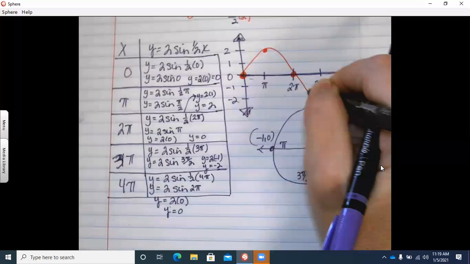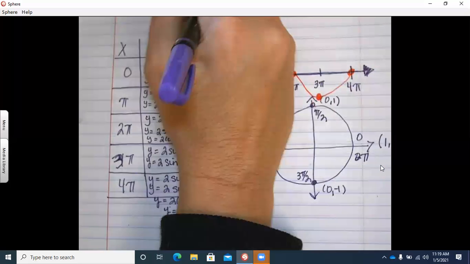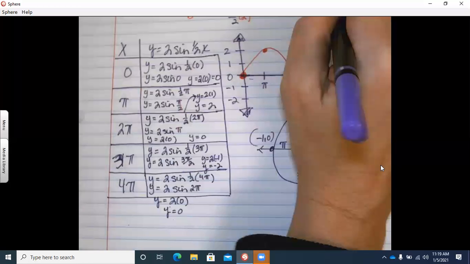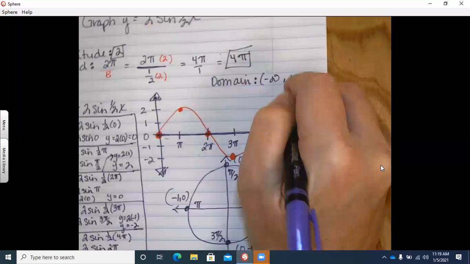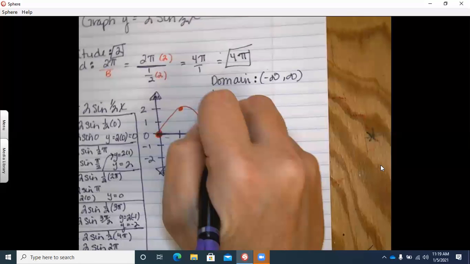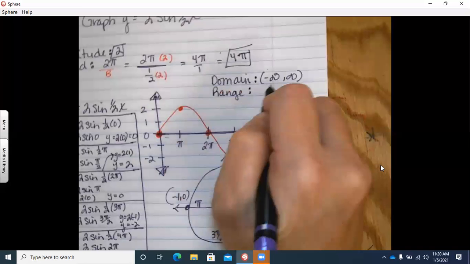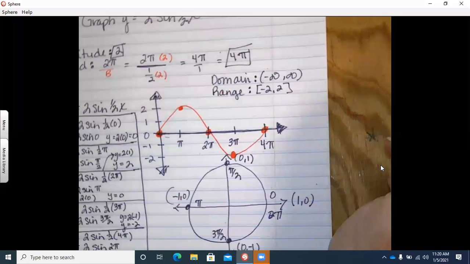We already know the amplitude is 2. The period was 4 pi. Our domain is negative infinity to positive infinity. Range is from -2 to +2. They're both included. And this is a vertical stretch by a factor of 2.